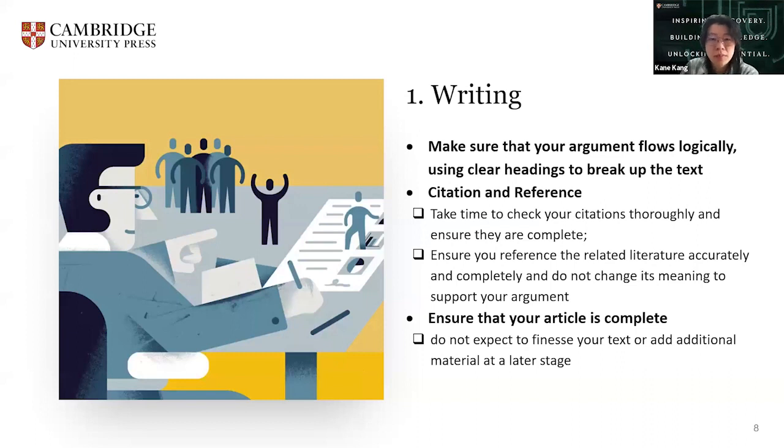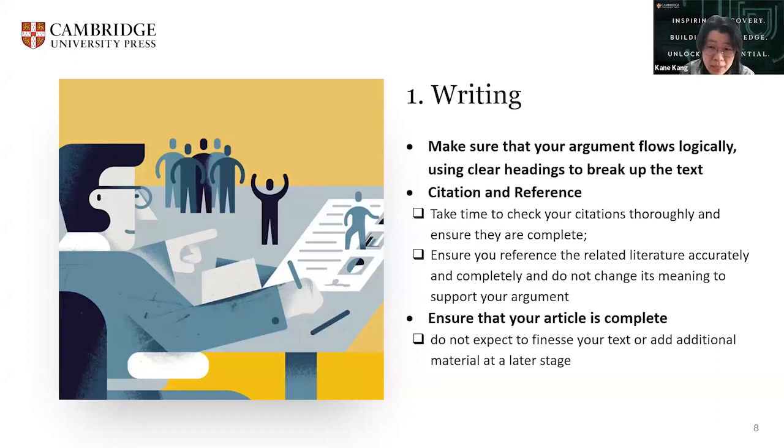And the next one is make sure that your argument flows logically, using clear headings to break up the text. That's very important. And for the citation and the reference, take time to check your citations and ensure they are complete. Ensure you reference related literature accurately and completely. Do not change its meaning to support your argument. That's also part of the ethical issue, if you change the original meaning of the sentence. And ensure that your article is complete.